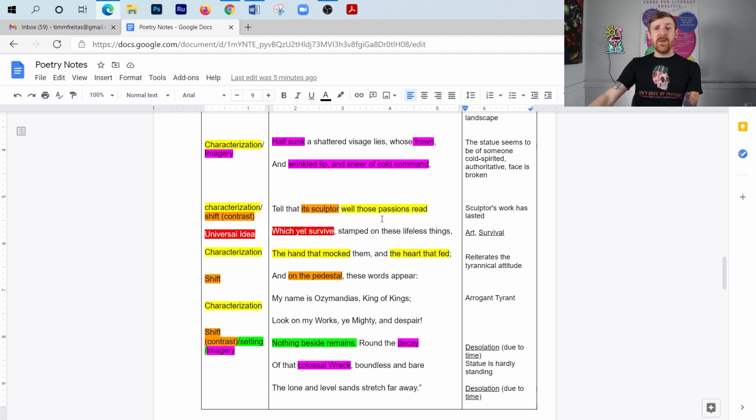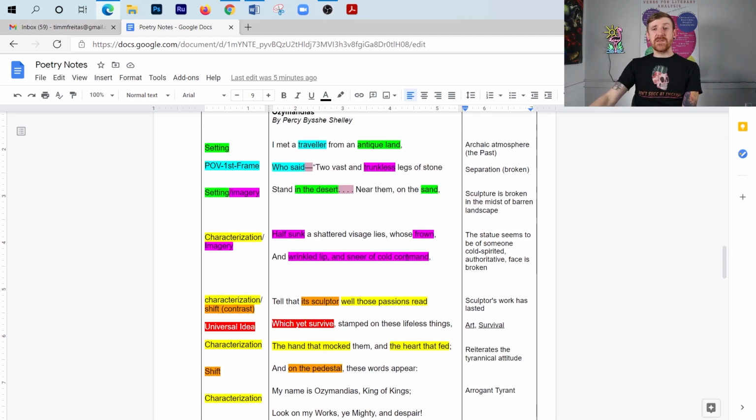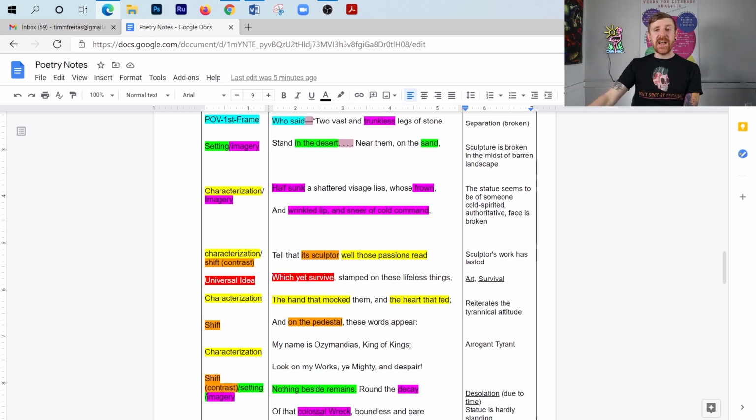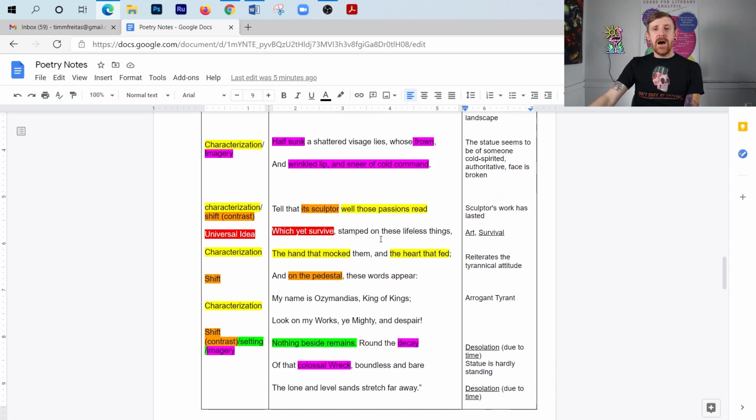And I know that the art suggests that the ruler is cold, spirited, and authoritative, but it's lasted. And that's the key point here, "which yet survive, well those passions read." So the sculptor had the ability to really pull out this message about who this ruler was. Okay, and then sure enough, "stamped on these lifeless things." So the life is not in the rock or the ruin itself. It's in what the sculptor could convey in that face, right? Oh, here's the emotion, right?